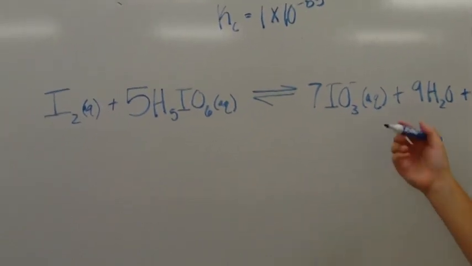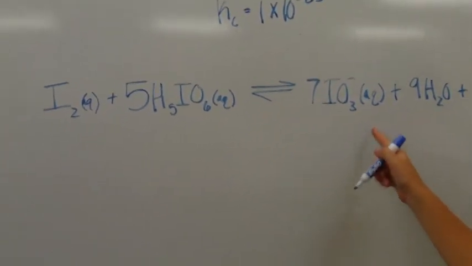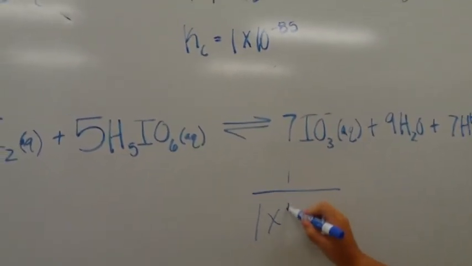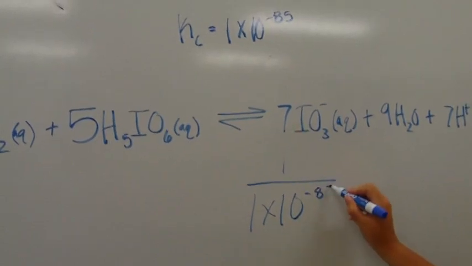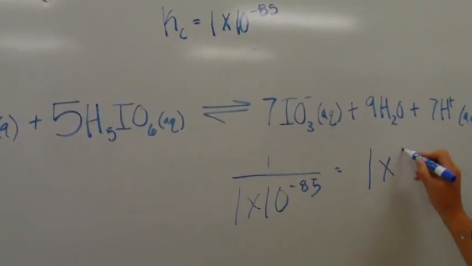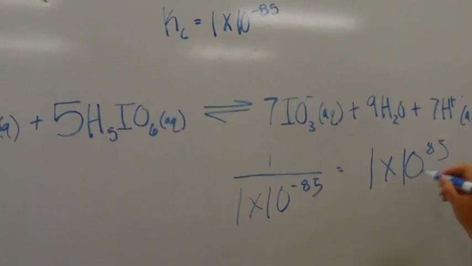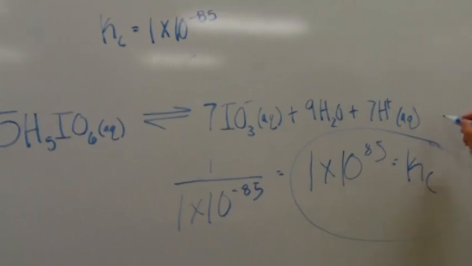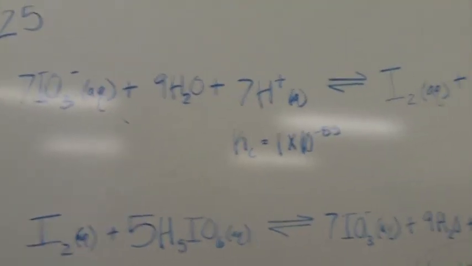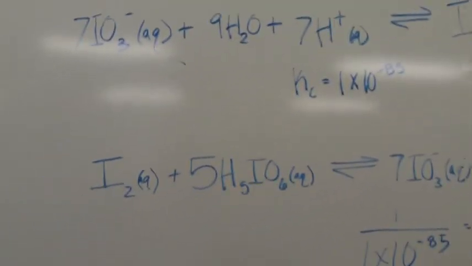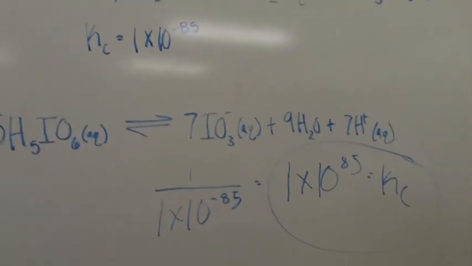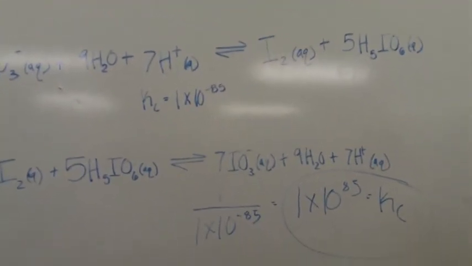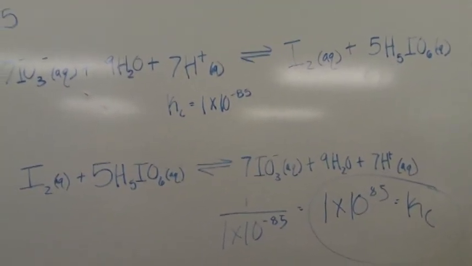So for the reaction that they want us to find the Kc value, it's actually 1 over 1 times 10 to the negative 85, which just equals 1 times 10 to the 85. So that's going to be our Kc value for the second reaction. And that's how you do it. You just take the inverse, because you recognize that the two reactions are opposite of each other. Pretty straightforward.